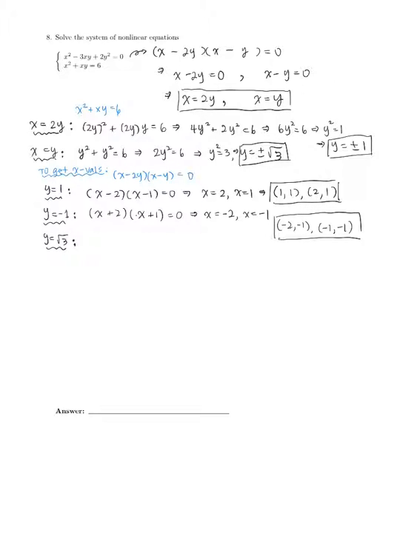Let's see what's going to happen. So here what we're going to get is x minus 2 root 3, x minus root 3 equals 0. So that means x equals 2 root 3, or x equals square root of 3. So 2 root 3 comma root 3, and then root 3 comma root 3.